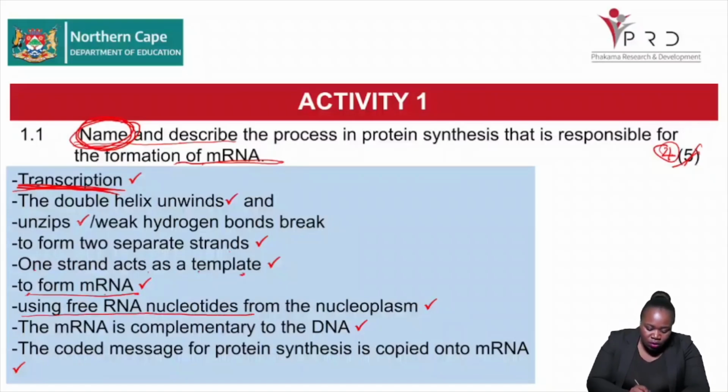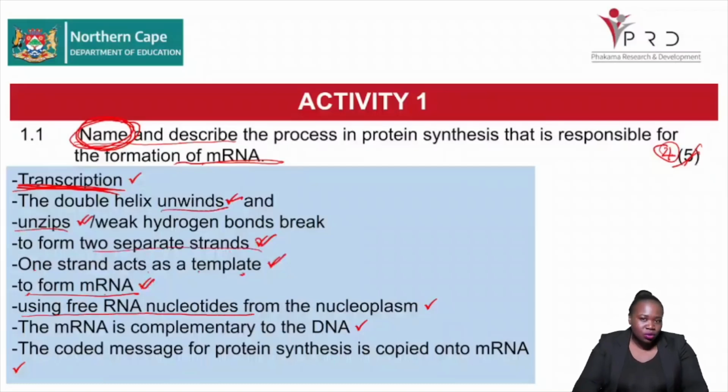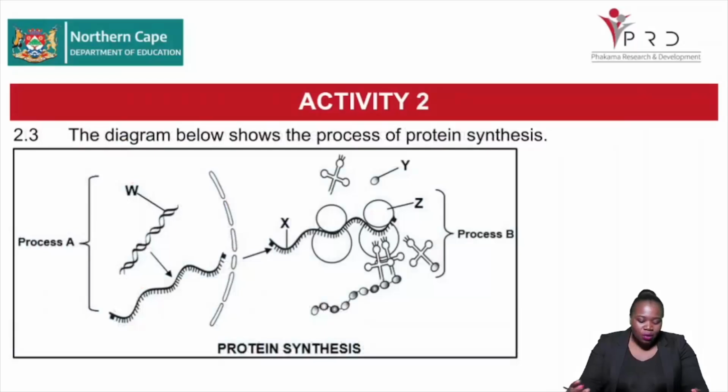Now, when you're looking at this question, you must make sure you see exactly where the ticks are placed. Where the ticks are placed, that is where the marks are. As you can see, unzipping gets a mark, unwinds gets a mark, 2 separate strands gets a mark, acting as a template also gets a mark. So don't just go around giving answers without understanding exactly what you are giving. So make sure you give the answer, you give the facts, you give the important points so that you score your marks. Okay, second activity.